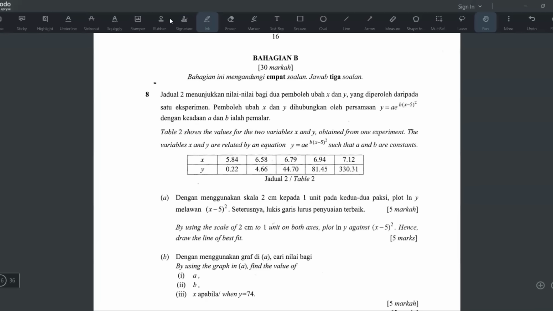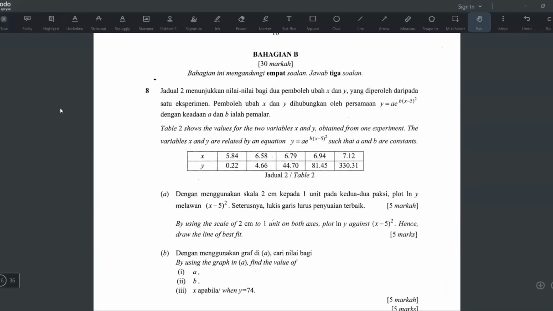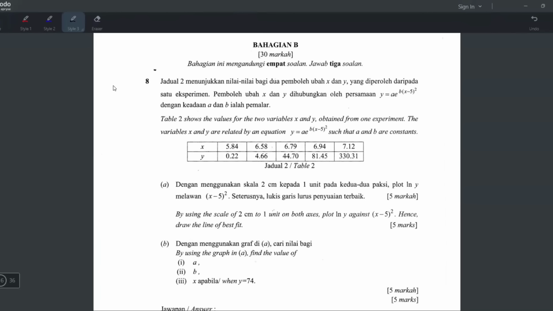Okay, let's do bahagian B. This one is a linear law question. So bahagian ni mengandungi 4 soalan, jawab 3 soalan. Okay, I will jawab all 4 questions. Yeah, in this video I'll jawab all 4. This one is linear law from form 4 chapter 6.